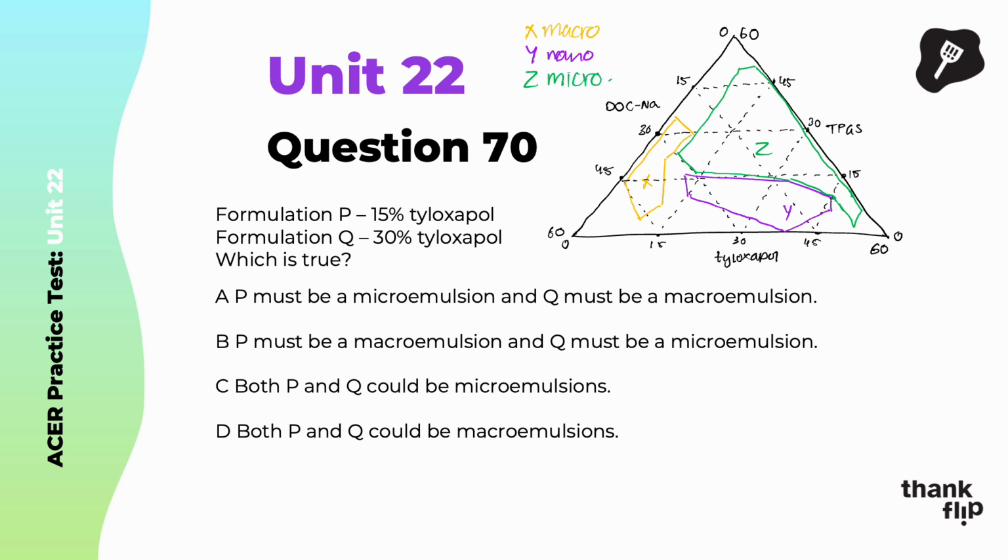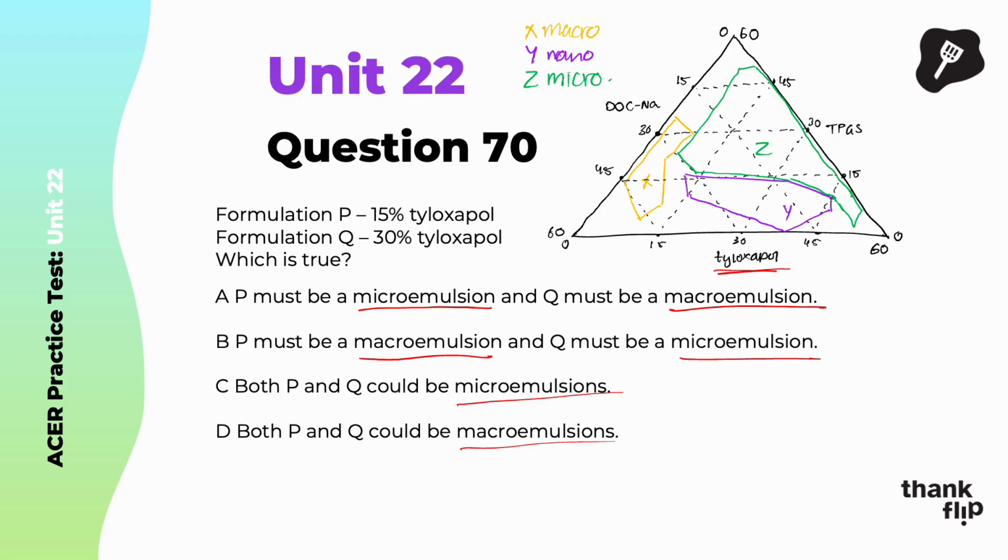Okay, so now looking at the question, we're being asked about 2 different formulations. So we have formulation P and Q. So formulation P has 15% tioxopol. So tioxopol is down here, and 30% tioxopol. And then we're being asked which is true. P must be a microemulsion and Q must be a macroemulsion. P must be a macroemulsion and Q must be a microemulsion. They both could be microemulsions or they both could be macroemulsions.